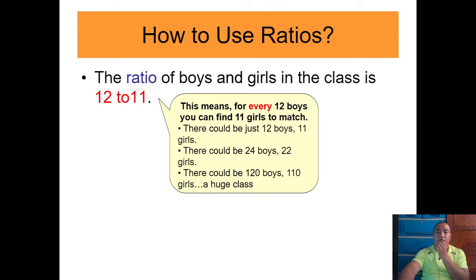So, the ratio of boys and girls doesn't mean that there are 12 boys only. It can also mean 24 boys, 22 girls, or 36 boys and 33 girls.